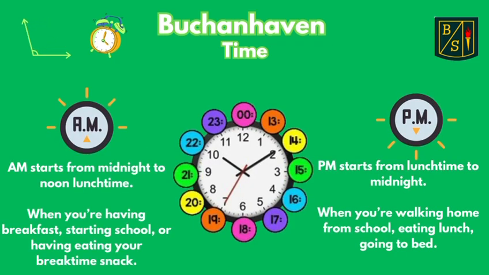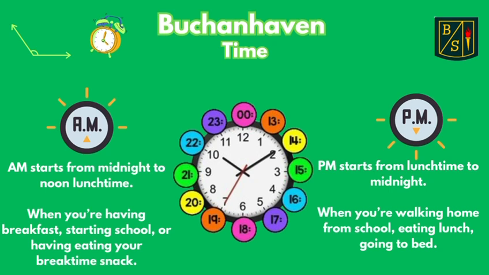Our day is split into two halves, AM and PM. AM starts from midnight to noon, lunchtime. When you're having breakfast, starting school or having your break time snack, that is in the AM. But PM starts from lunchtime to midnight. These are things like when you're walking home from school, when you're eating your lunch, and when you're going to your bed.